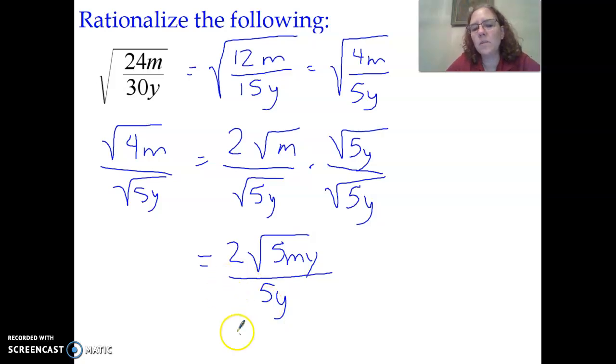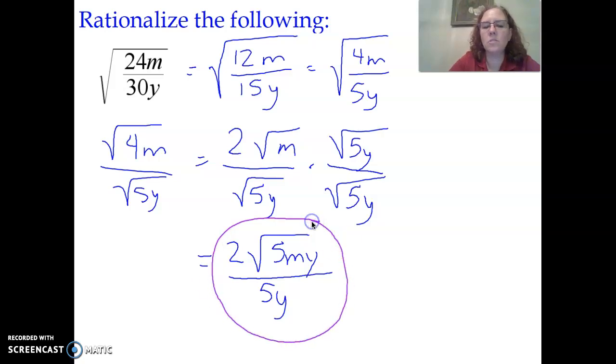So that is my final answer. 2 and 5 do not simplify. That y, there's nothing out here for the y to simplify with. And remember, these we cannot simplify because this one is inside of a square root and this one is outside of a square root. So they have to kind of leave each other alone. So our final answer is this, 2 square root of 5my over 5y.